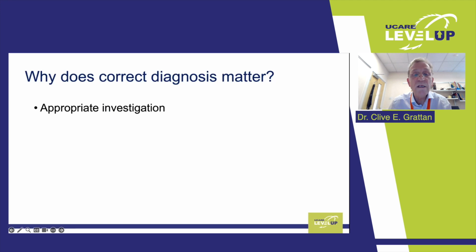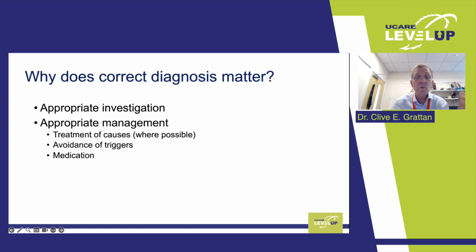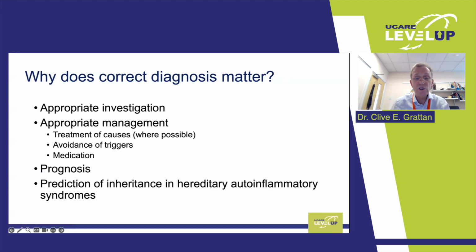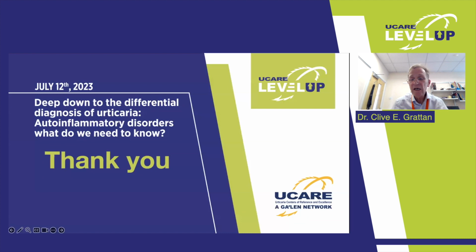So in summary, why does the correct diagnosis matter? Well, appropriate investigation, appropriate management, treatment of causes where possible, avoidance of triggers, medication. Urticarial rashes will probably not respond well to antihistamines or indeed omalizumab. Prognosis. What's the future? Prediction of inheritance in hereditary autoinflammatory syndromes and giving the patient advice and information. So thank you for listening, and I will close so the next presentation can take place.